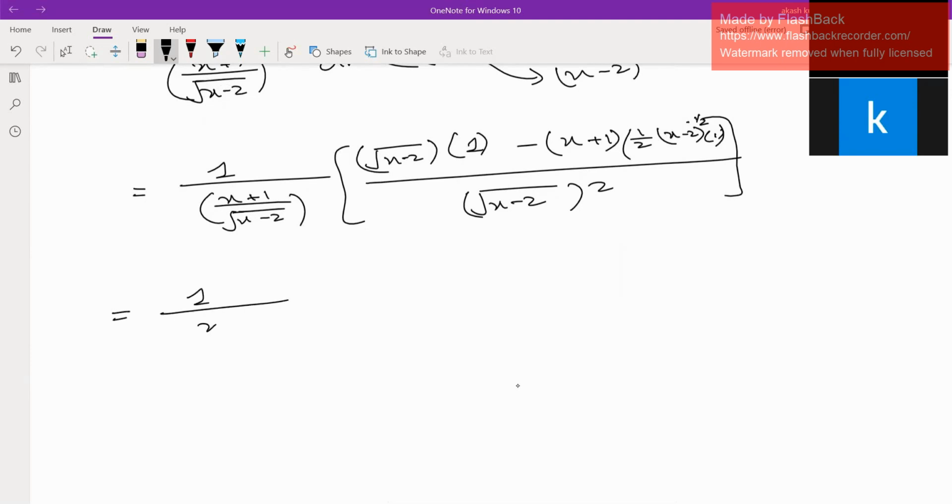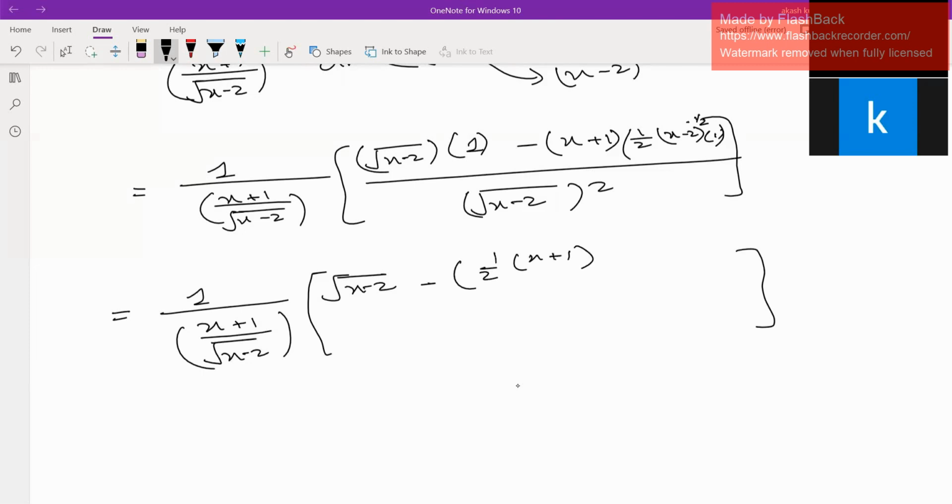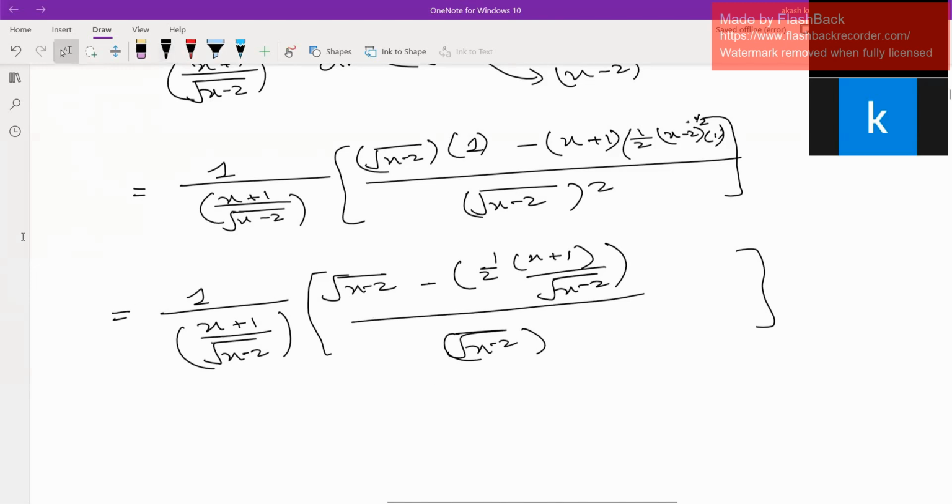One over (x plus 1) over square root of (x minus 2), it becomes (x minus 2) to the minus half times (x plus 1). And can I write (x minus 2) to the minus half as (x minus 2) in the numerator, and then we have (x minus 2) whole square. Okay, whole square and (x minus 2) whole square, multiplied with half.